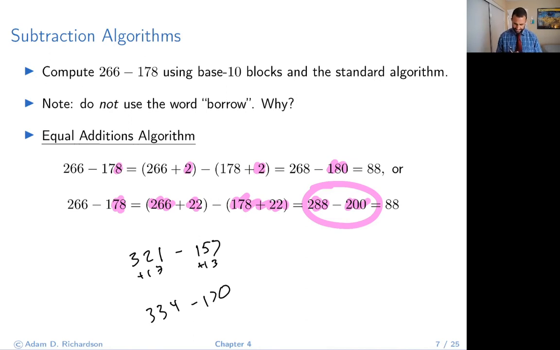But I don't know, that 334, it's making it kind of hard. I don't know if I could do that in my head. Let's shift it some more. How about we add 30? Let's add 30 to both. Okay, and then what I'm going to end up with is 364 minus 200. Oh, it's 164. Boom. There's the answer.